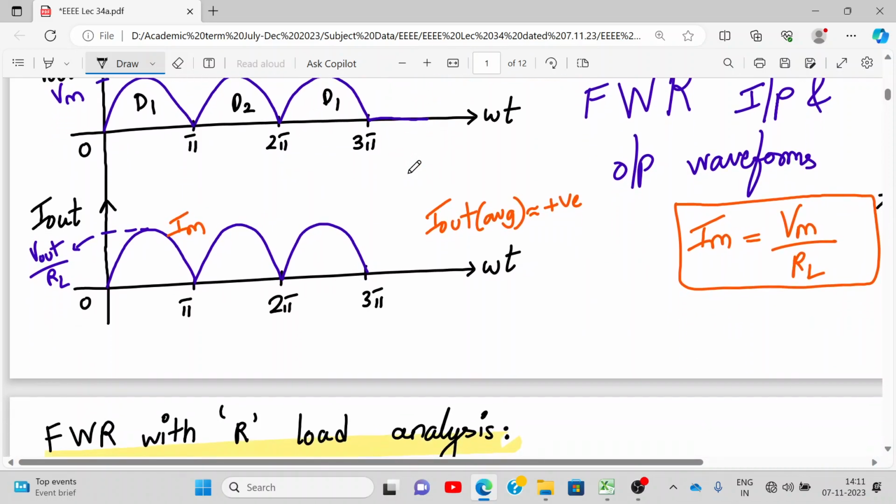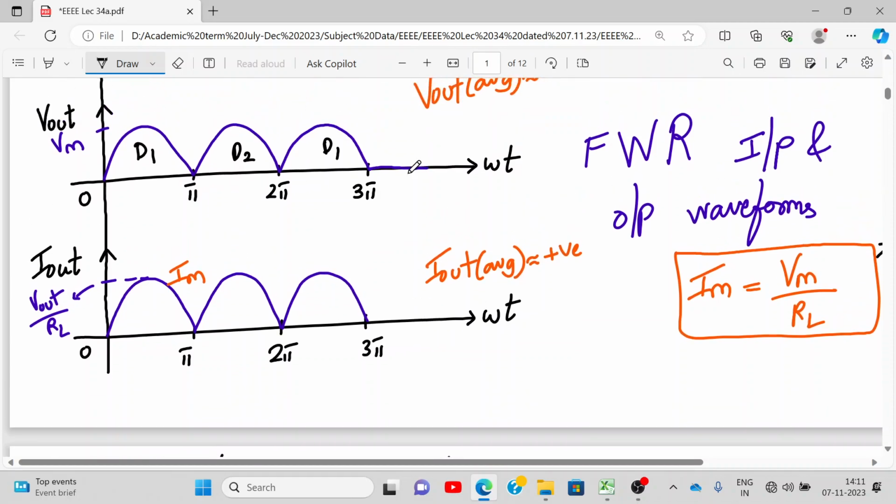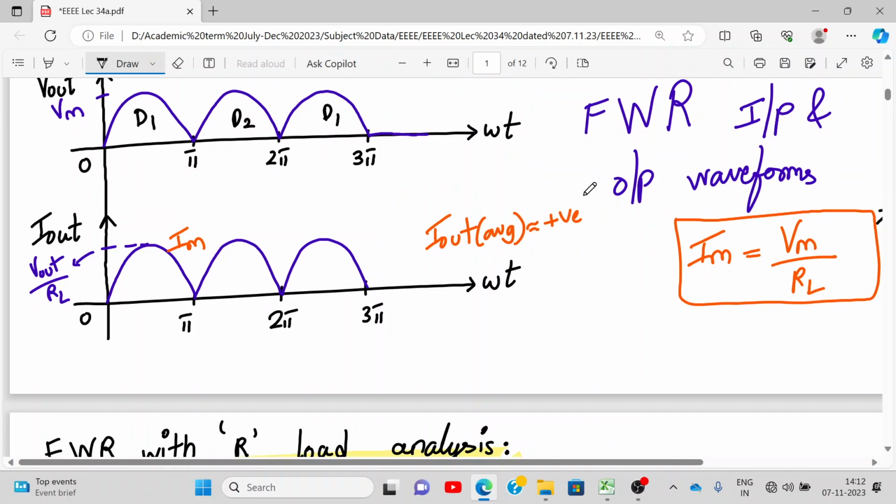Now, the nature of output current is also the same as output voltage. Why? Because it's a resistive load, so there is no phase shift between input and output. What about the height? Instead of Vm, it is Im, which is V out upon RL. So height-wise, magnitude-wise it is different. Of course, the average value again will be positive.